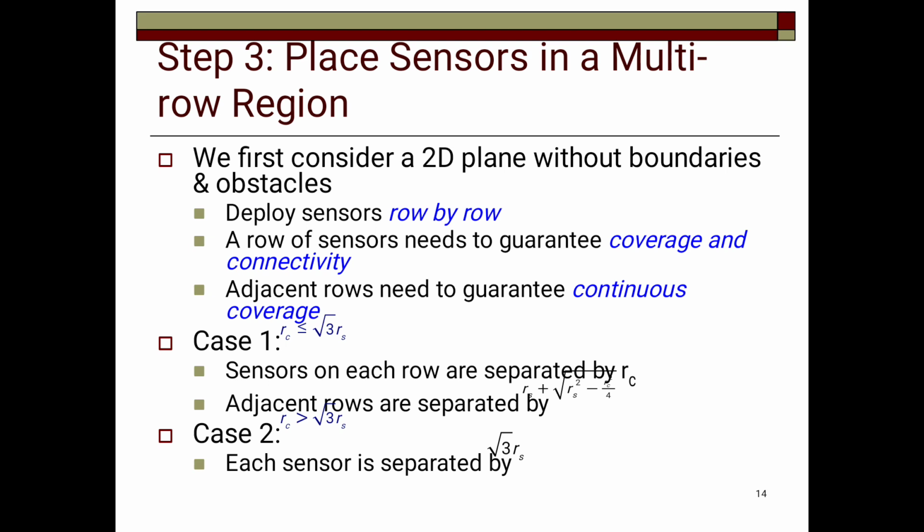Case 1, RC is less than or equal to root 3 RS. Sensors on each row are separated by RC. Adjacent rows are separated by that formula.